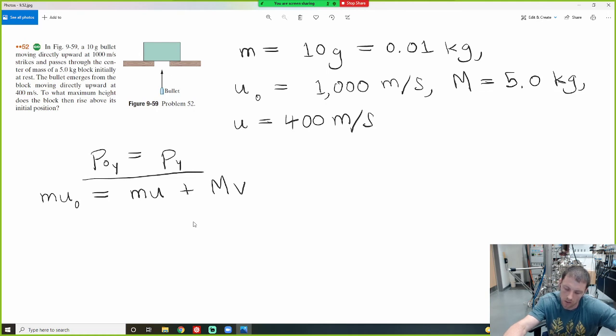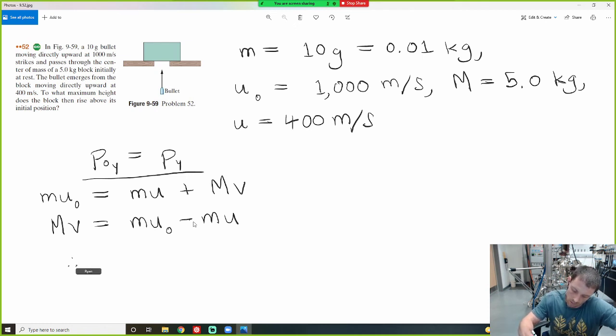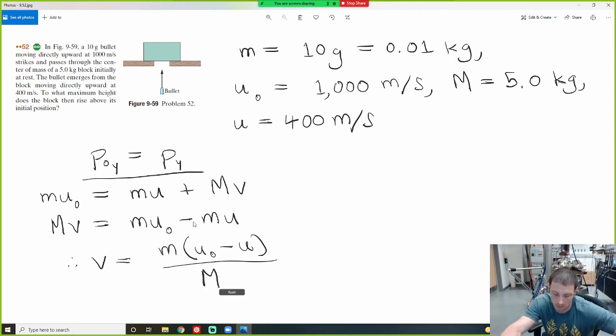And so this is just a matter of solving for v, right? So rearranging the equation, we find big M v equals m u initial minus m u, and therefore v is just m times u initial minus u, over big M. Maybe just check this to make sure it looks good. Yeah, I think that's fine. Okay, cool.